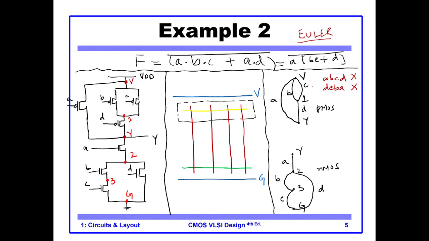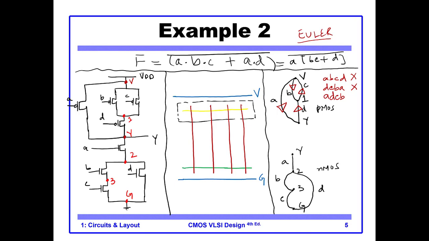Now let me check the path AD, and CD. So let's see, this is A, D, C, B. So it is passed by the Pmos network. Let's check on the Nmos network.